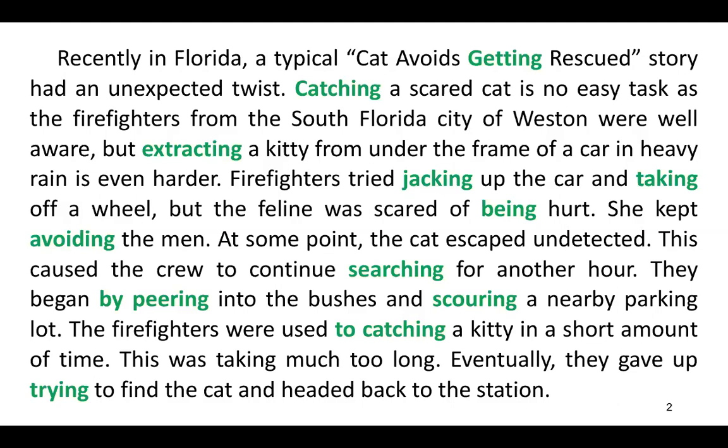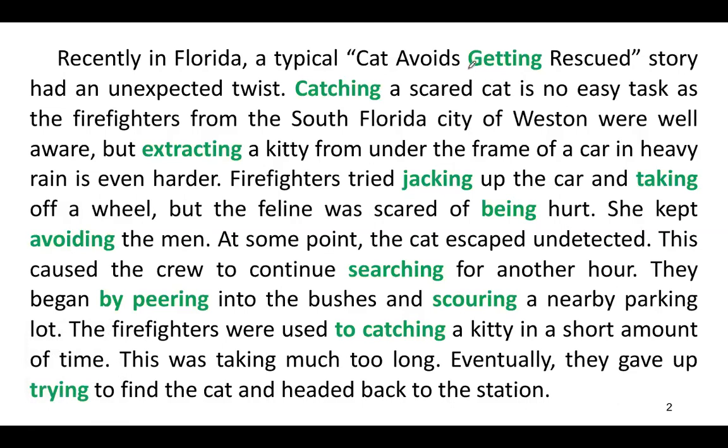So this is the story of our little cat, crazy cat that is fearful, and made it difficult for the firefighters to rescue it. Now, what I need you to focus on, as I told you, is the use of these highlighted words here, okay? So you have these highlighted words.